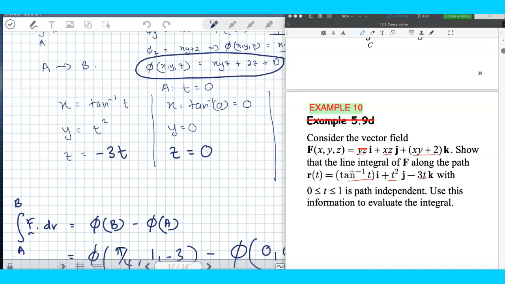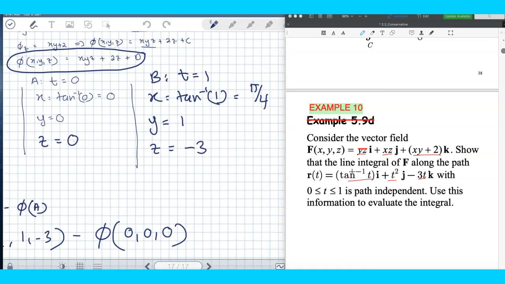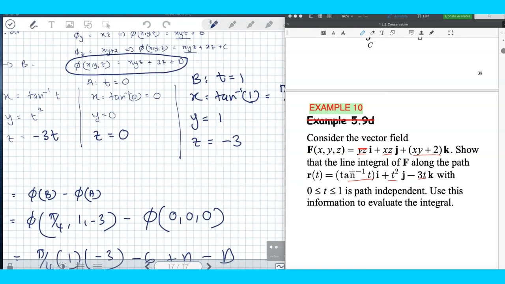So you have to refer to t. The starting point is at t equal to 0. When you substitute 0, you get 0, 0, 0. So that is point A. And the terminal point is when t is equal to 1. When we set t equal to 1, we get point B. Arctangent 1 gives you pi over 4, and based on the parametric equations, this one becomes 1 and this one becomes minus 3.